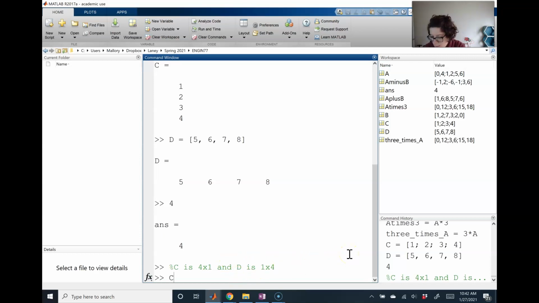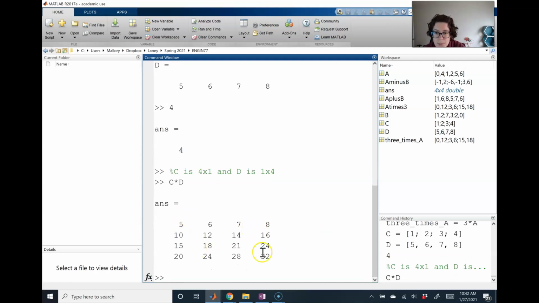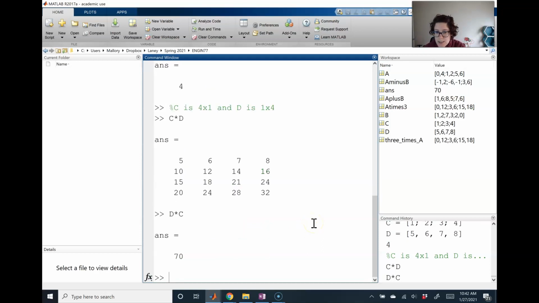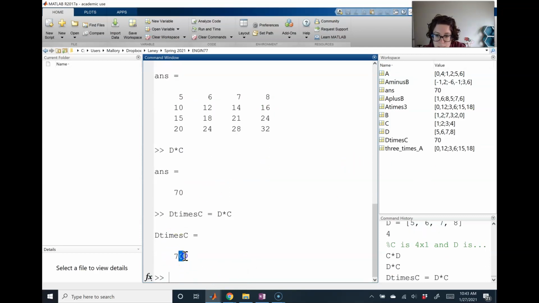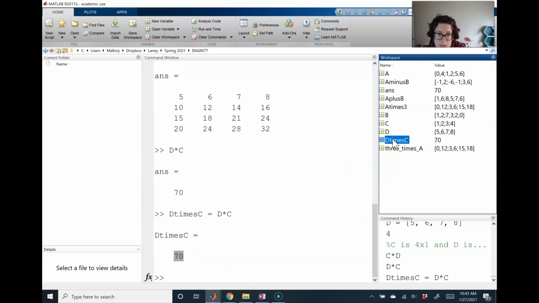So let's just calculate that out. I'm going to do C times D, and here I end up with a 4 by 4, and D times C will be a 1 by 1. Here, when I'm not defining what to store this in, remember it's going to store in the default ans. If I wanted to say D times C, and now this value 70 is stored as a variable D times C over here in my workspace.